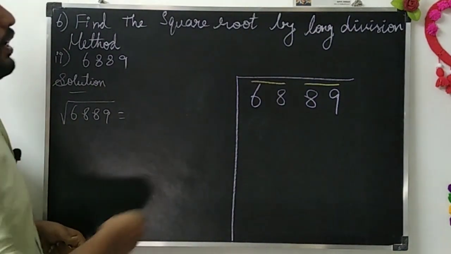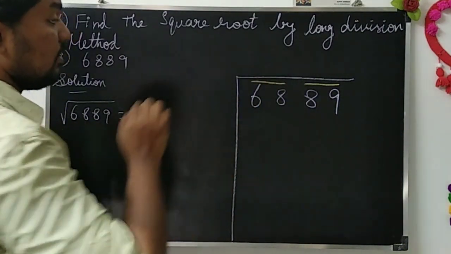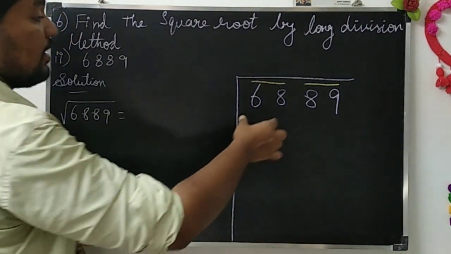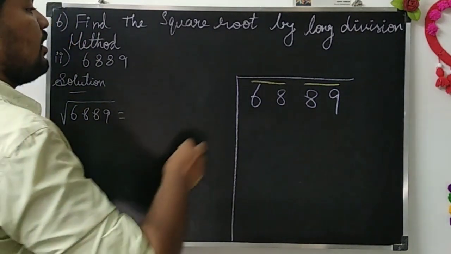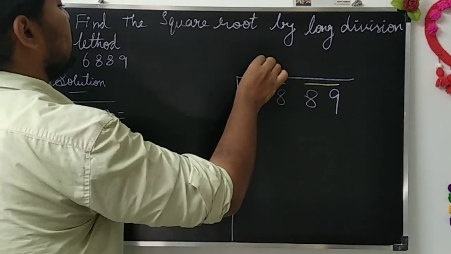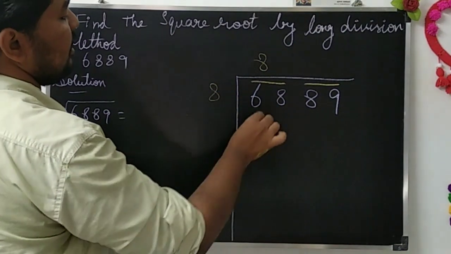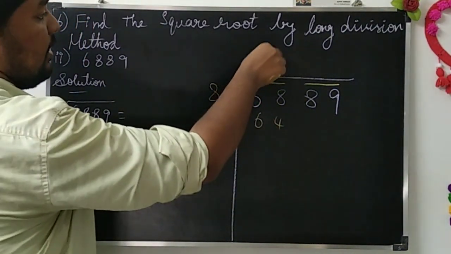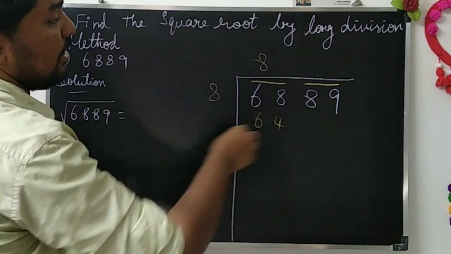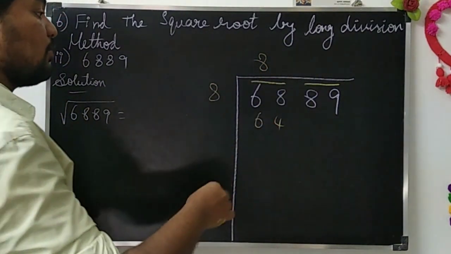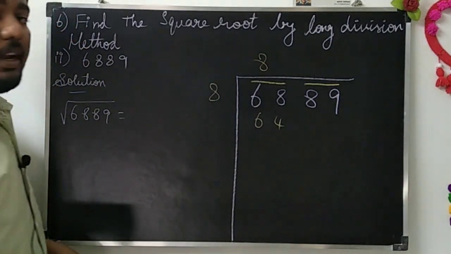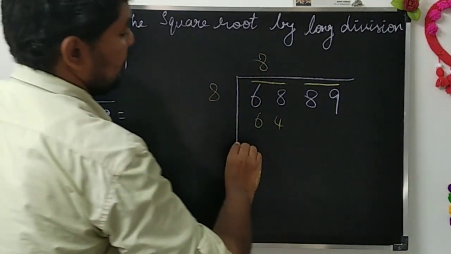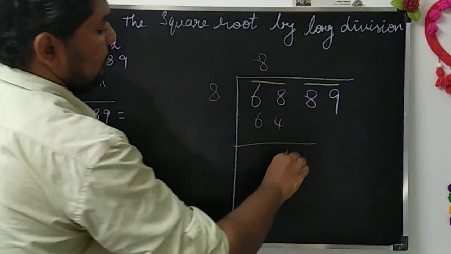Next step, write the number in quotient and divisor. The number will be the same and its square is less than or equal to the first pair. For example, if you write 8, 8 8s are 64. It is nearer to 68. If you write 9 here, 9 9s are 81. It's bigger than 68. So you write 8, 8 8s are 64 and the remainder is 4.